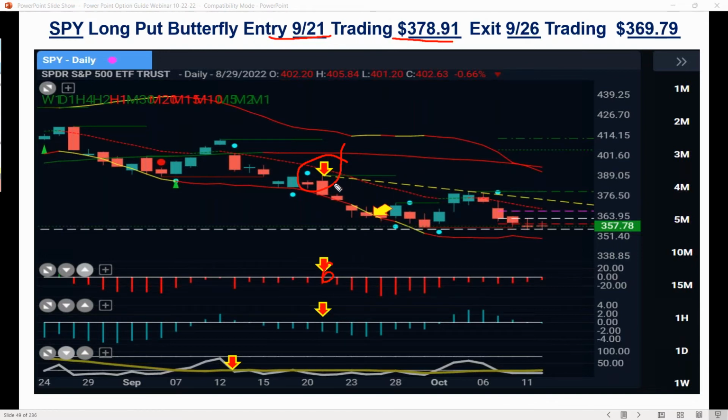At that point, it was trading at 378, so we shorted there and then got out. A few days later, on the 26th, it was trading at 369. So it went down perfectly, and we were able to get out here. Yeah, 115. Let me back up a second. It should have been 115 at risk.